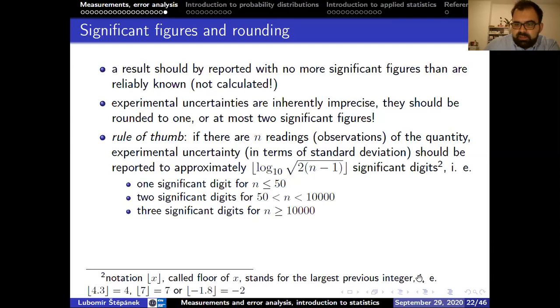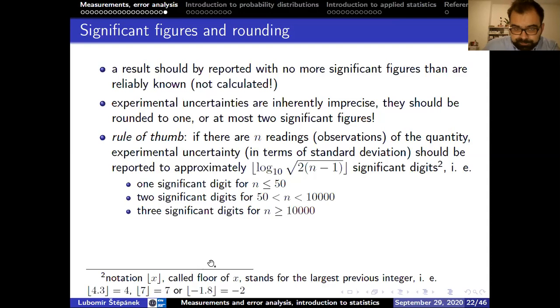So the floor of 4.3 is just 4, because 4 is the largest previous integer. The floor of 7 is 7, because 7 itself is an integer. And the floor of minus 1.8 is minus 2, because the value is not minus 1, but minus 2, because it's just to the left. If we imagine our real numbers on an axis, then the largest previous integer is the closest integer to our x which is on the left-hand side of x.